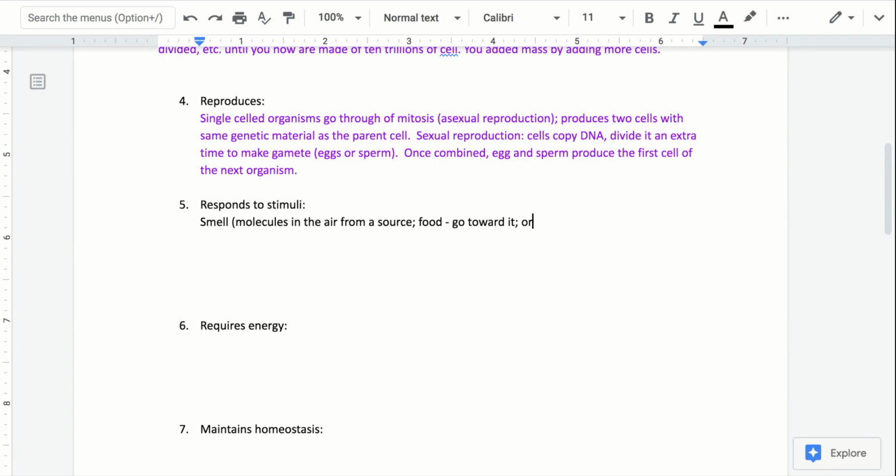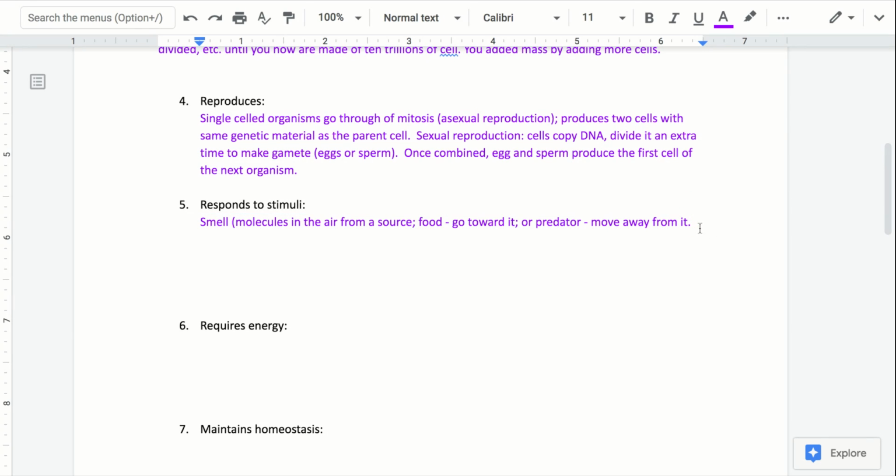Or it could be a predator. If you smelled a grizzly bear, I probably wouldn't go toward it, at least not if I was close enough to smell it. In that case, I would move away from it. And that happens at a very basic level for living things. Some of the simple organisms that we're going to be learning about respond to their environment in that way. They can detect molecules and they move toward or away from those molecules depending upon whether those are food molecules or predator molecules and that kind of thing.